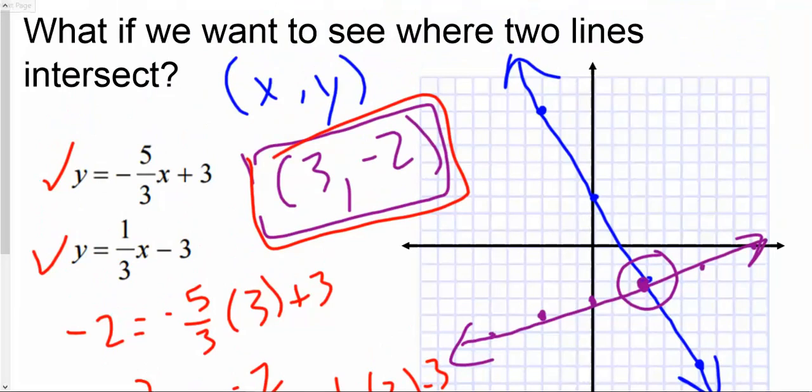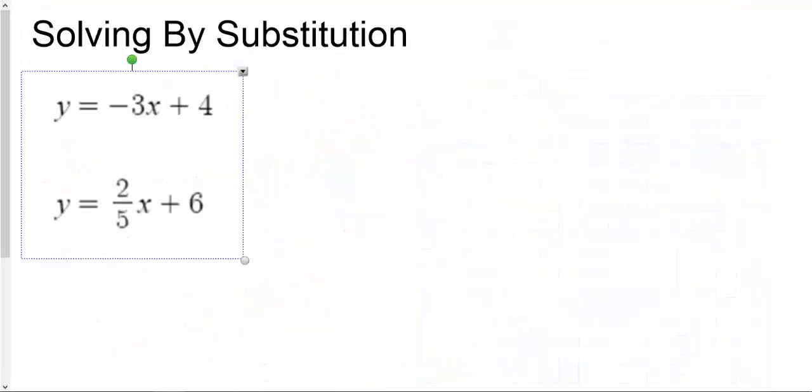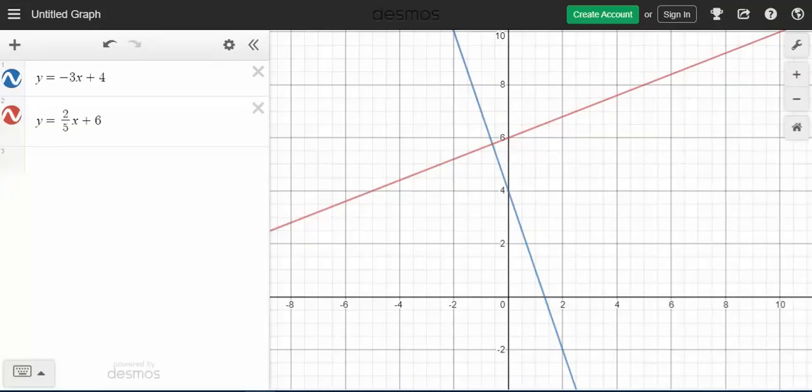And sometimes we won't get a nice answer, or at least an answer that hits on an integer coordinate when we graph. Let's look at this system, for example. Real quick, let's bop over to Desmos for a second. Here's my blue line, y equals -3x plus 4. There's the y-intercept and everything.